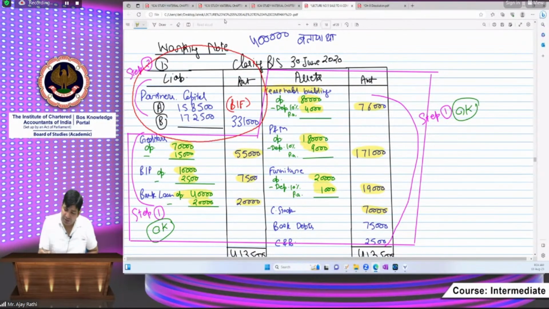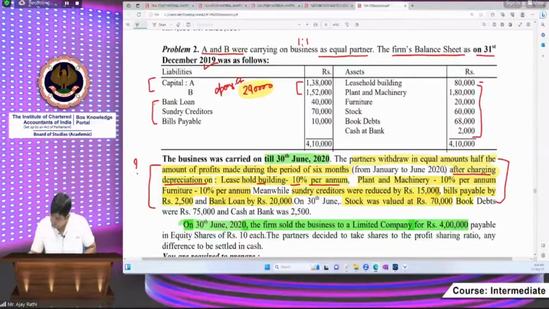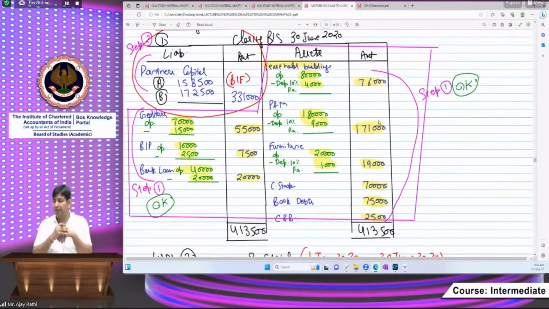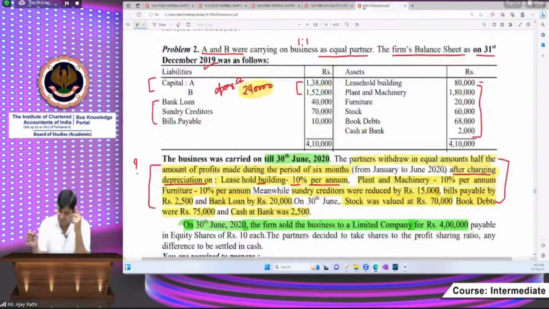Next point: the question is saying that book debts are 75,000, and cash and bank is 2,500. So put the figures there. This is book debts, and this is cash and bank. Very easy. Is there anything further which the question has told us? No. Now check if there is any change that you have not adjusted. If there is any change that the question has not given, then always presume the opening balance is the same as the closing balance.